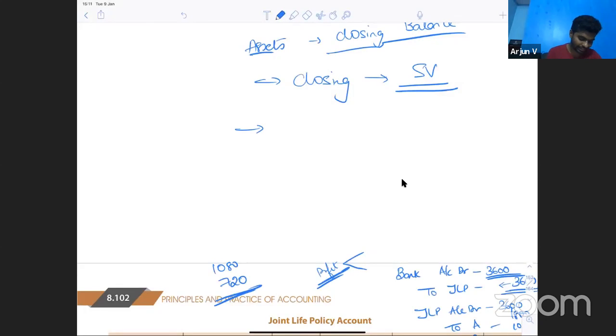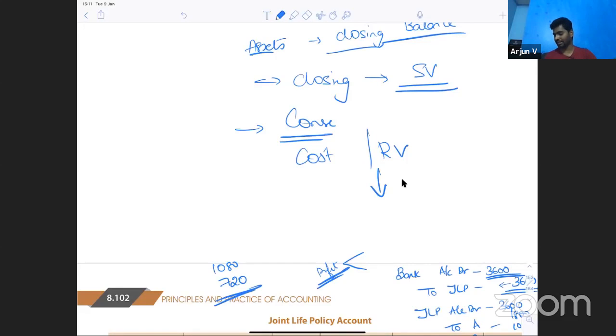We will be using the conservatism principle, that is cost or realizable value, whichever is lower. Guys, again I'm saying, whenever you are treating JLP as an asset, remember that all assets should have a closing value, and the closing value of the asset should be as per the conservatism principle. And what does the conservatism principle say? Cost or market value, whichever is lower. Till here, did you understand?